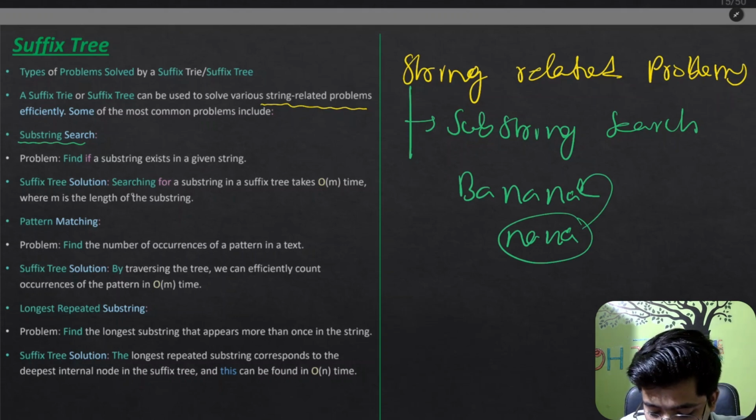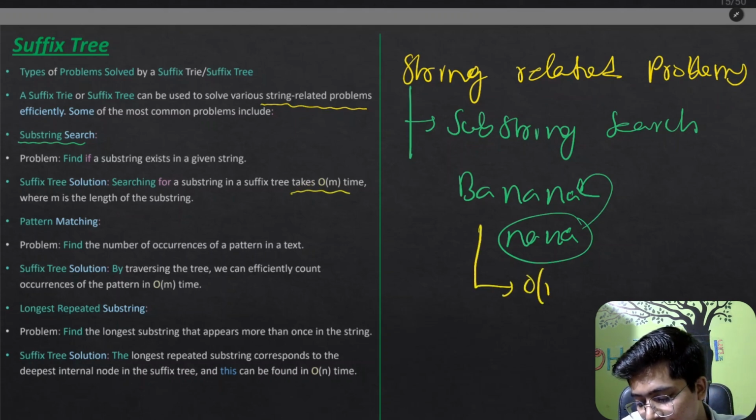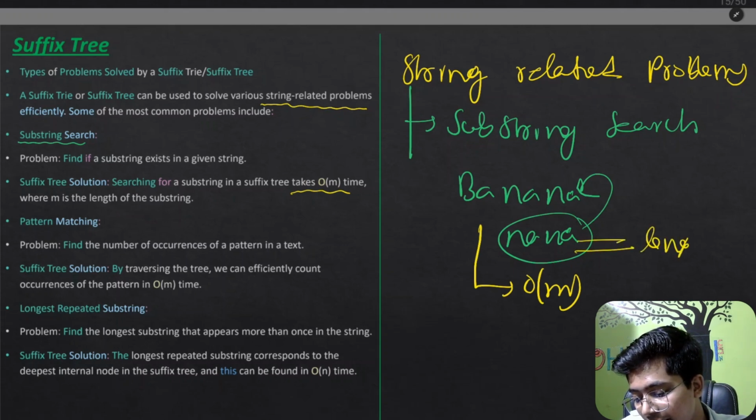Second, searching for a substring in a suffix tree takes O(m) time, where m is the length of the substring. This is a very optimized algorithm, which is why it takes very little time. It takes only O(m) to search the substring, where m represents the length of the substring.